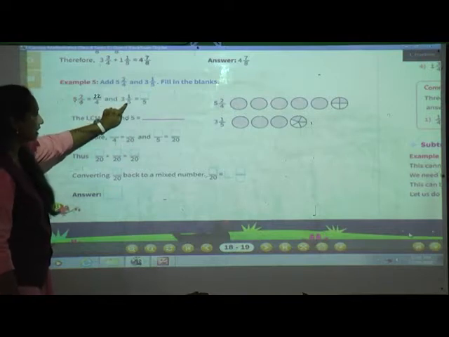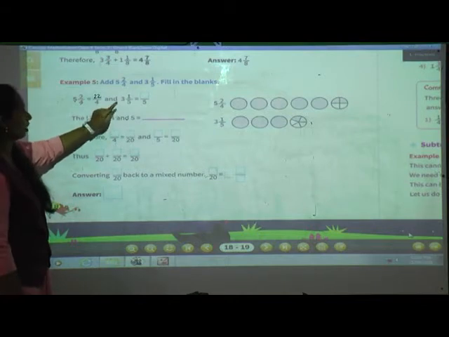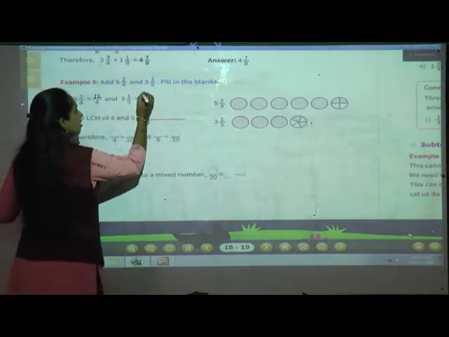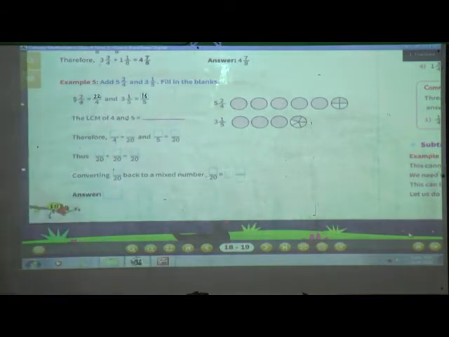Now this, see, 3 1 by 5. So 3 5s, the whole number multiplied by the denominator, and add the numerator. So 3 5s are 15. 15 plus 1 is 16. Isn't it? Yes. So in this way you have to write.